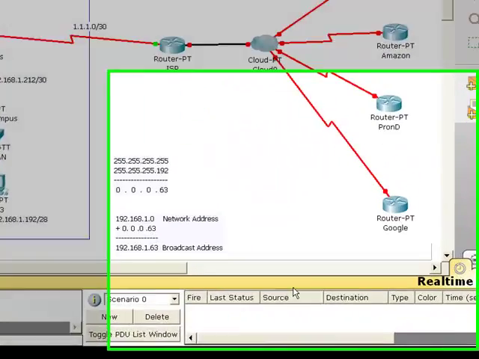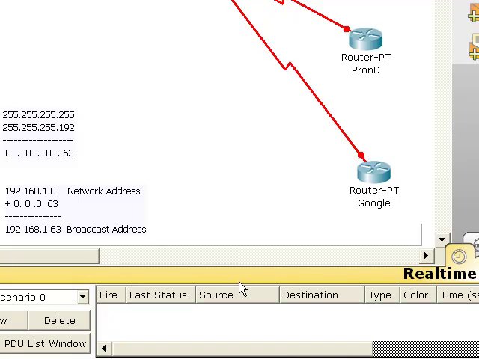This is video 6 of the CISC 132 Routing Protocols and Concepts series. This video will focus on OSPF.